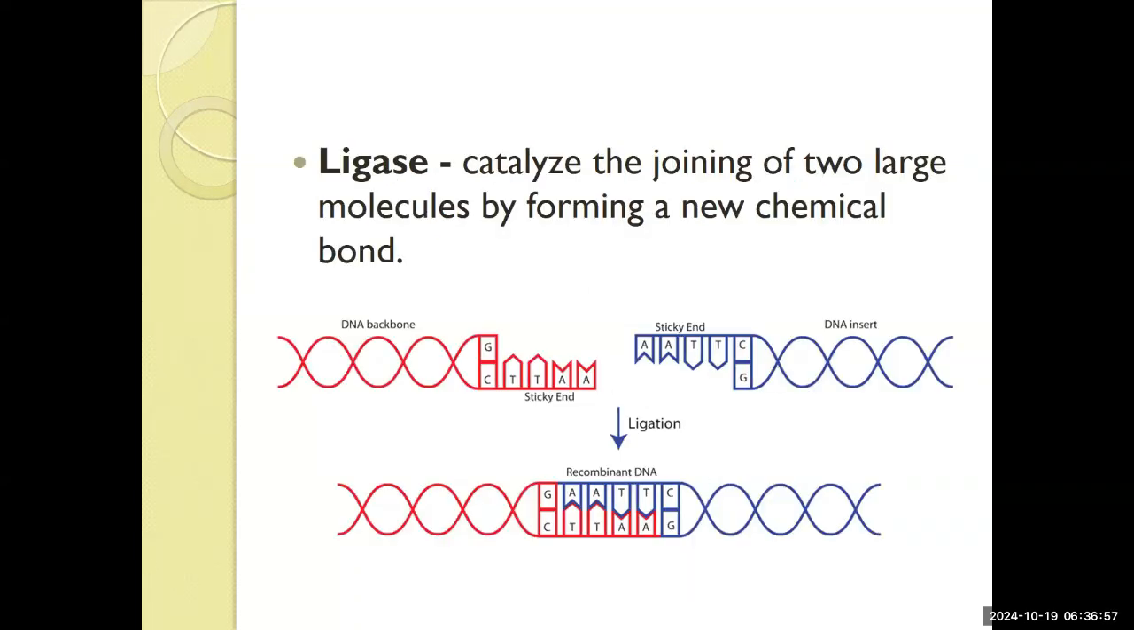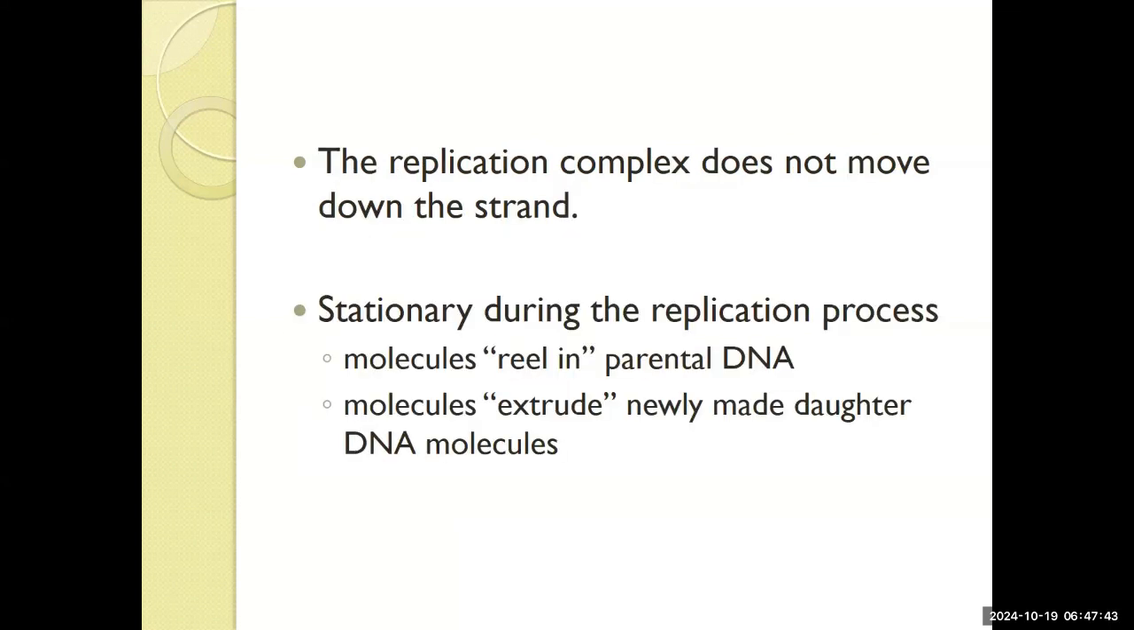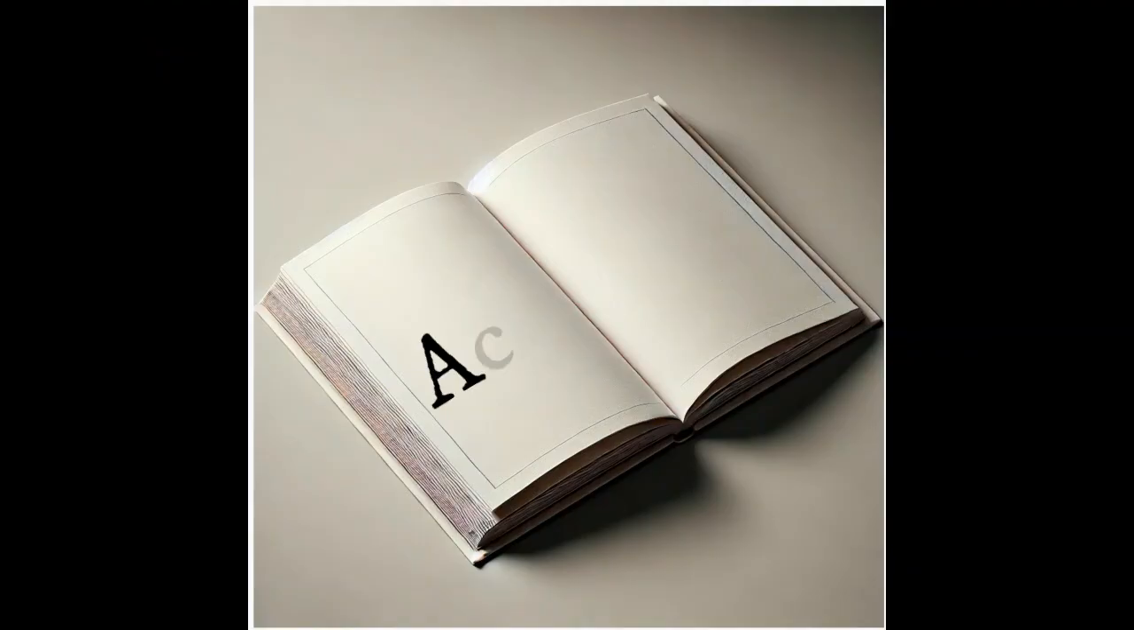Finally, the enzyme ligase is used to join any 2 fragments of DNA together, where these origins of replication fuse into one. In terms of visualizing this process, we often describe the replication complex as moving down the strand, a train on the train tracks of our DNA, when in reality, it's a stationary complex that reels in the DNA.